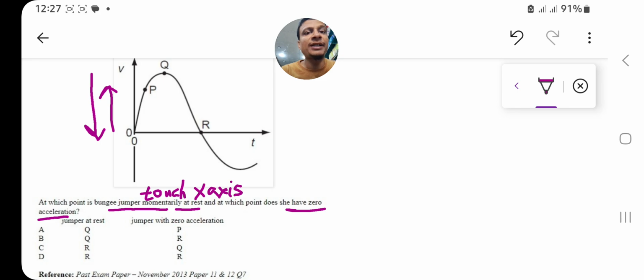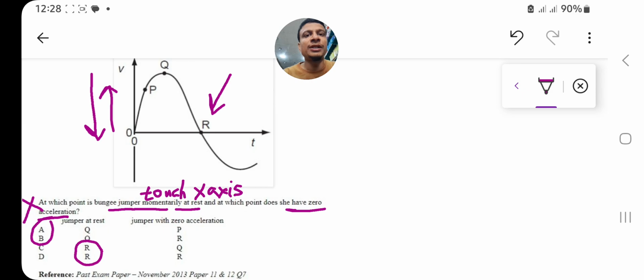So for the first step, we need to find out at which point the graph touches the x-axis. You know that at point R, the jumper will be momentarily at rest. It means the velocity graph comes downwards and touches the time axis. It is point R. So we have two options, jumper at rest R, and it means either C or D may be correct. Cancel A and B, because the jumper cannot be at rest at point Q.